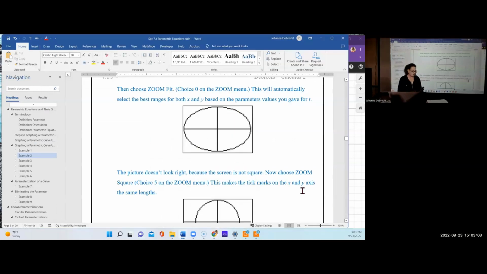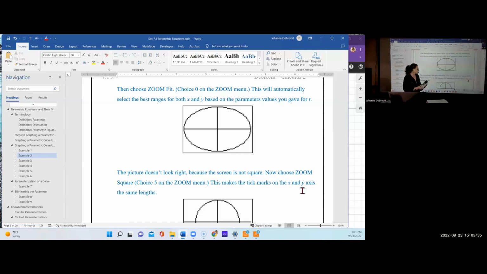What's happening? Well, the screen is not square on a graphing calculator, at least a TI graphing calculator, until they got to the TI Inspire where they finally squared it up. So in order to get it to have the same distance on the x-axis as on the y-axis, after hitting zoom fit, then hit zoom square. So hit zoom again, and then choice number 5 is zoom square.